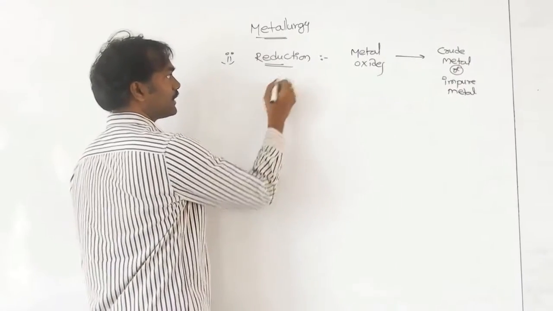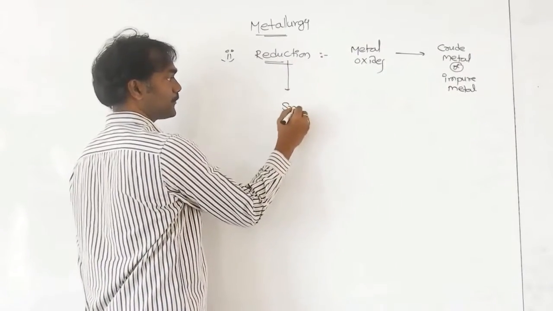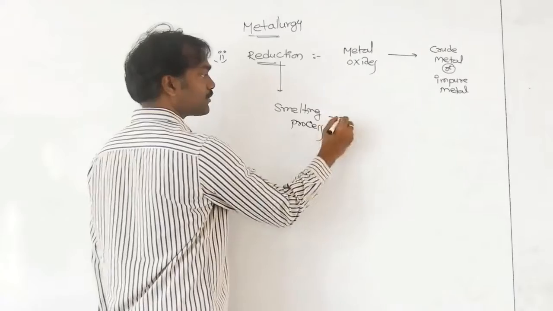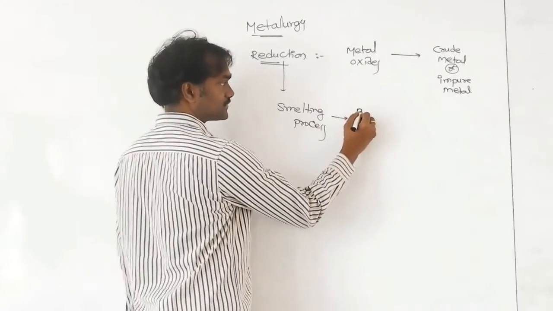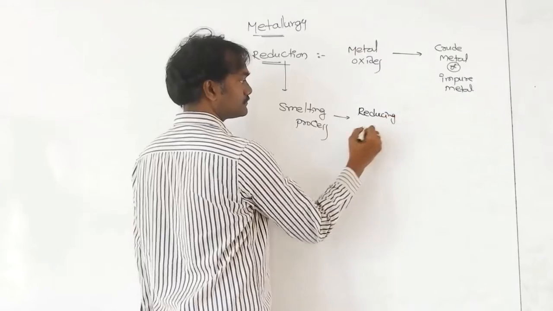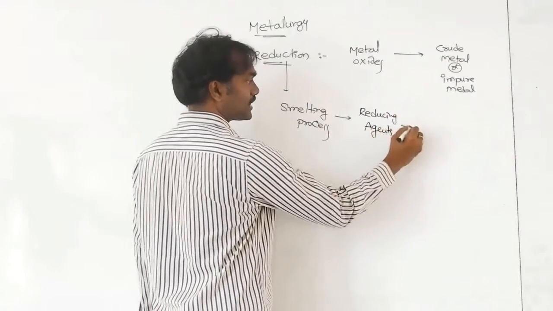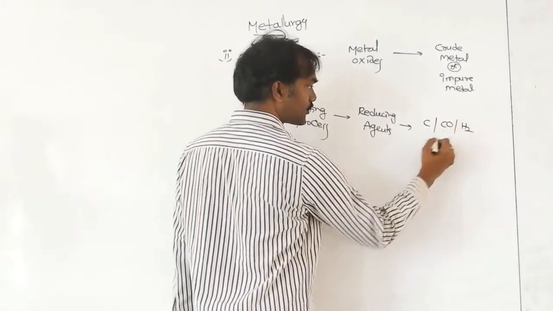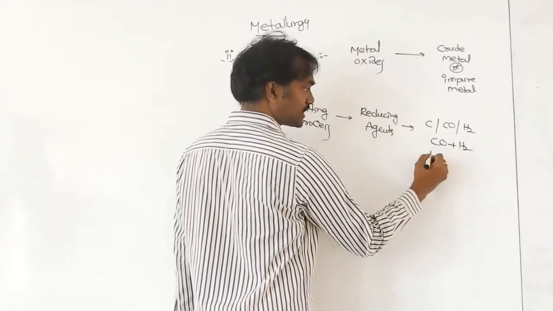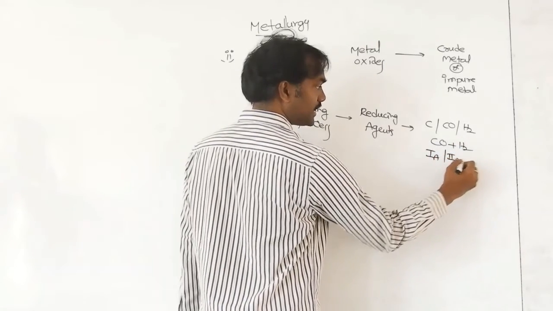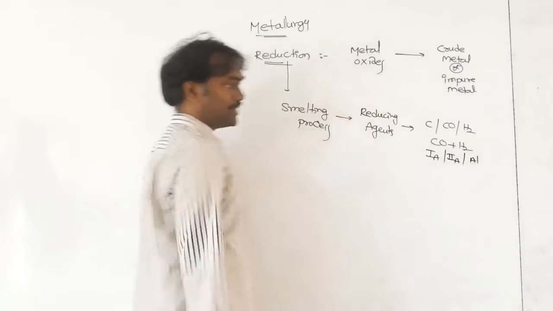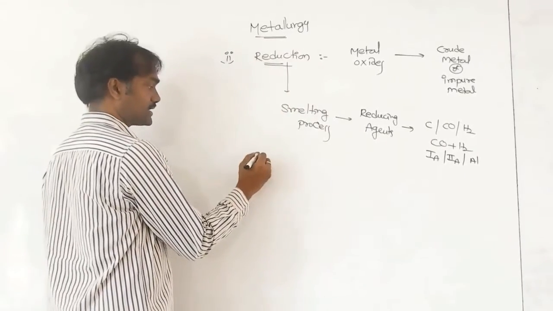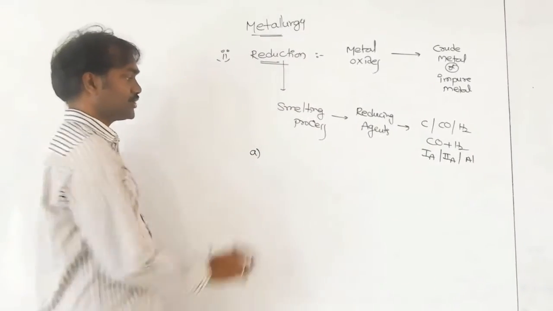Here, we also call it the smelting process. In the smelting process, what are the reducing agents? Already we discussed the reducing agents: carbon, carbon monoxide, hydrogen, a combination of carbon monoxide and hydrogen, first A group, second A group, and next the third group, aluminum, with high reduction potential. In this we are discussing some more possibilities. So, carbon reduction.